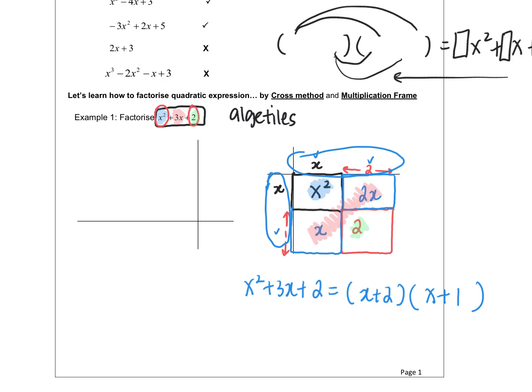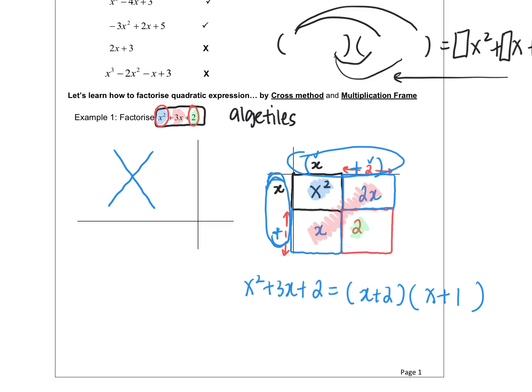Okay, so if you are factorizing using the area model, this is how you get x plus 2 times x plus 1. So this is factorization. Another method I'm going to teach you now is called the cross product rule. Okay, listen carefully.